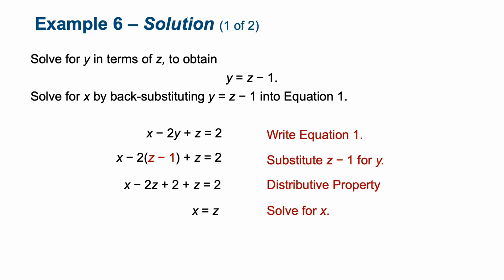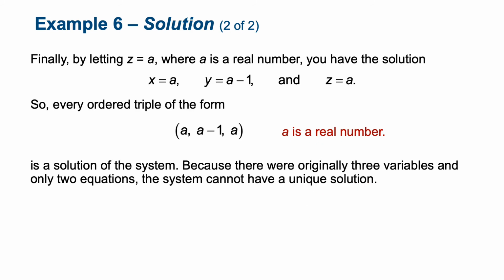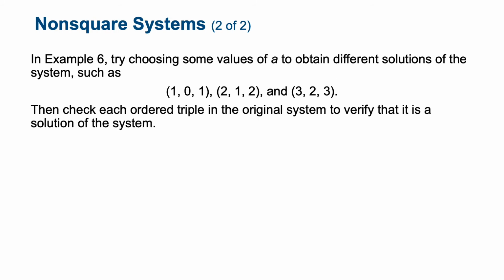Then we would do the same trick that we did before, where we let z is equal to a and then write the other ones in terms of a. So then you would have x is equal to a, y is equal to a minus 1, and z is equal to a. So then you would say, okay, every ordered triple, what does that mean? A value x, y, z, so a point in space, that has this form would be a solution to that system. So it's not unique. It's not a unique solution. It's many solutions.